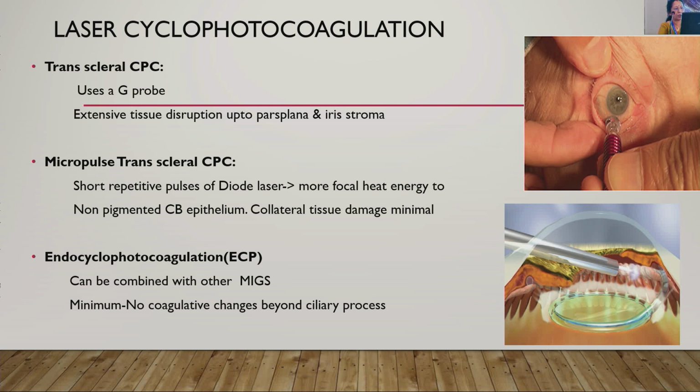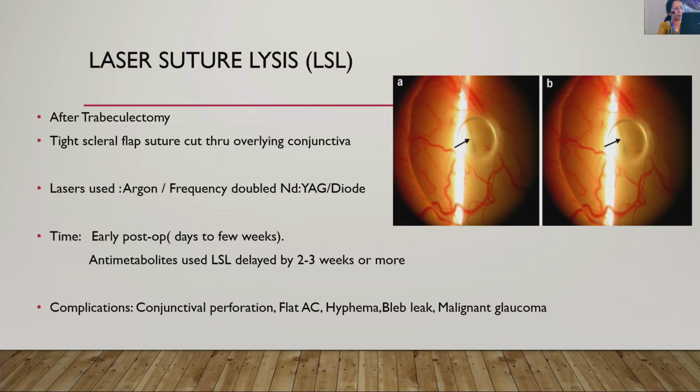In endocyclophotocoagulation, the probe is directed onto the ciliary body epithelium. It can be combined with other minimally invasive glaucoma procedures, and also here there is no coagulative changes beyond the ciliary process as it is directly directed to that.